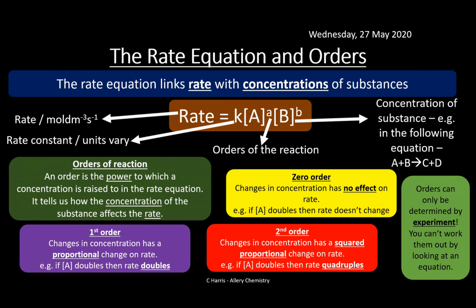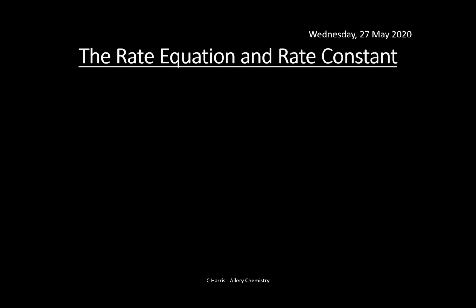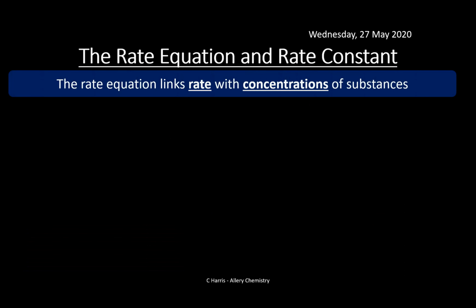Okay, so orders can only be determined by experiment. We can't work them out just by looking at an equation. We must actually do the experiment and work out the orders from that. Okay, so let's have a look. So the rate equation links rate with concentrations of substances, as we've seen there.